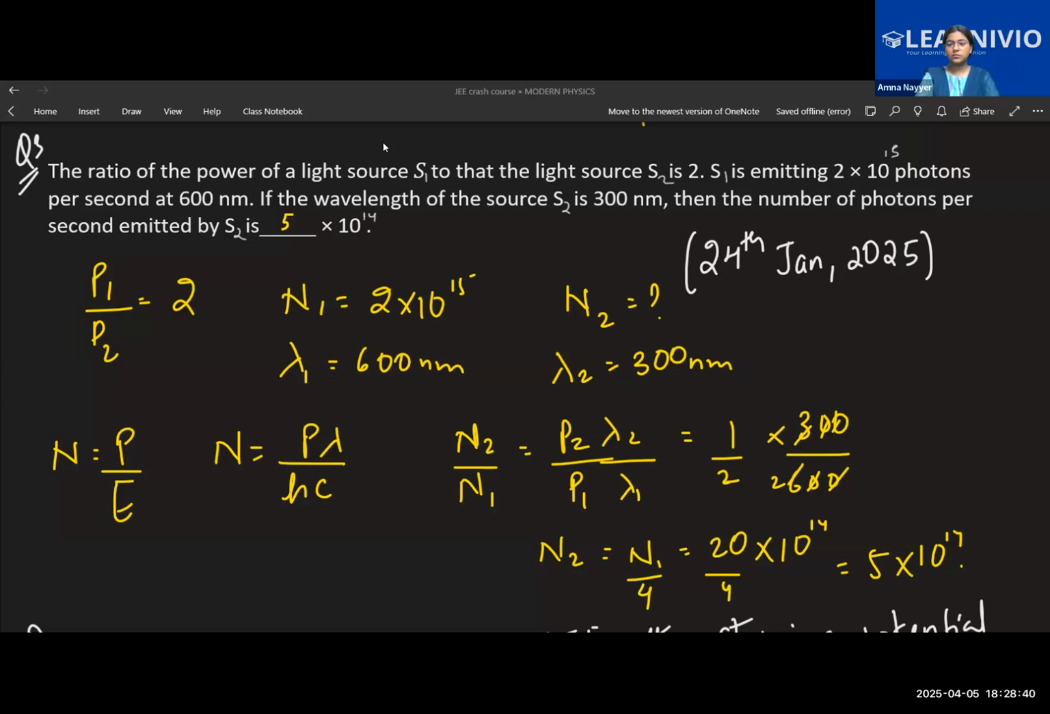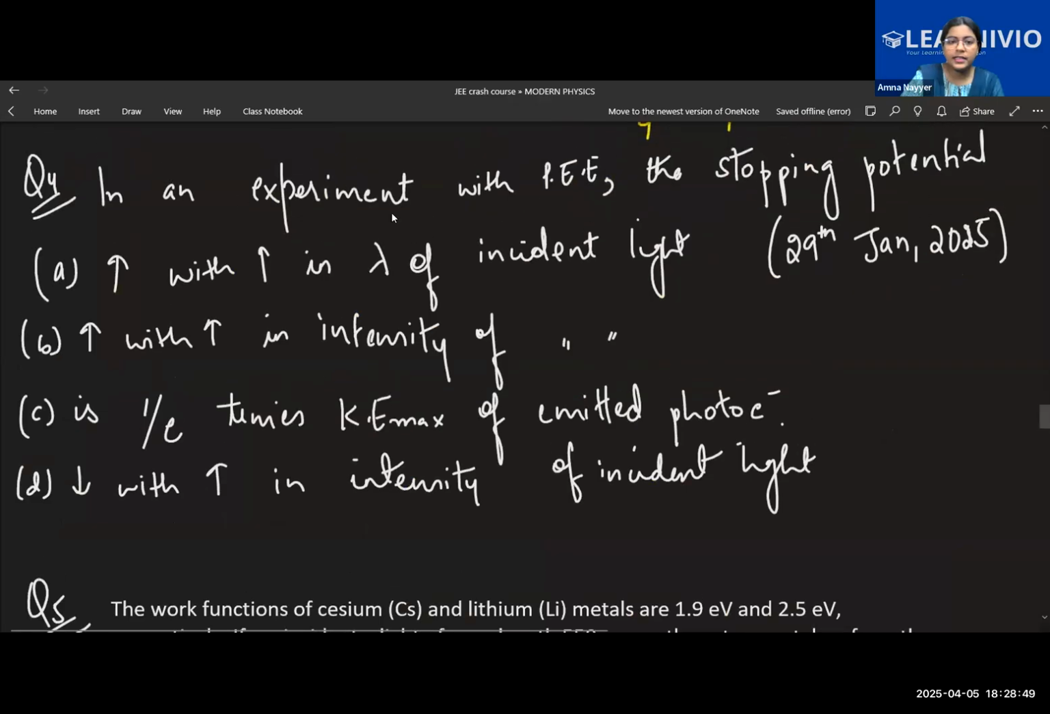Done. Okay. Let's see the next question. This says, in an experiment with photoelectric effect, the stopping potential, now 4 statements are given. So this is from the 29th Jan, this year's paper only.